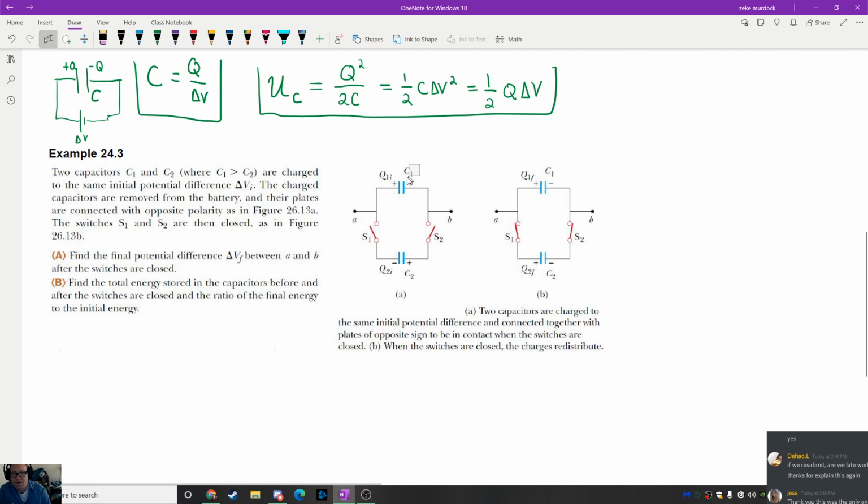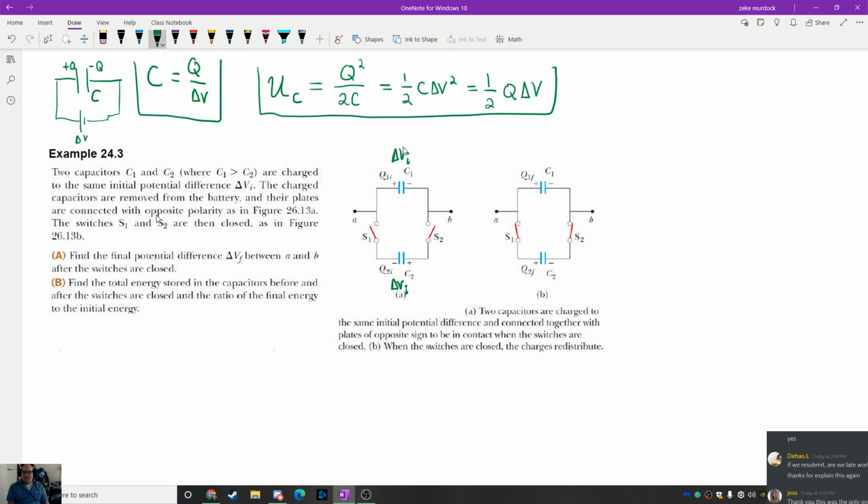Okay, so each one of these is given the same initial potential difference. So this one is charged to some potential difference delta V sub I. This one is charged to some potential difference delta V sub I. They're both the same amount. Remember, this is just a voltage. This could be like 9 volts if it confuses you to look at these subscripts and symbols. They're both charged to the same number, maybe 9 volts or something like that.